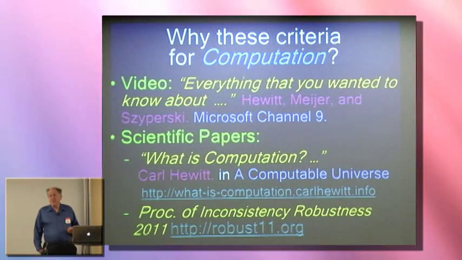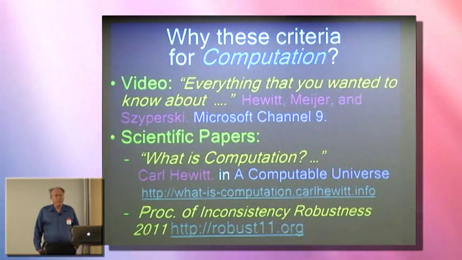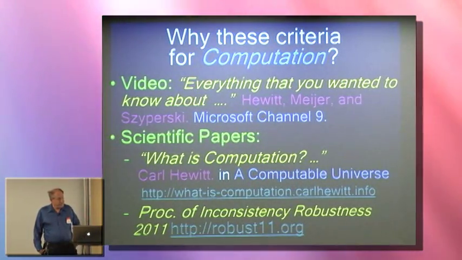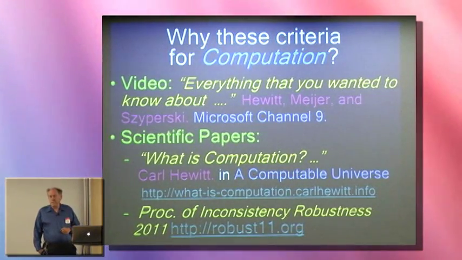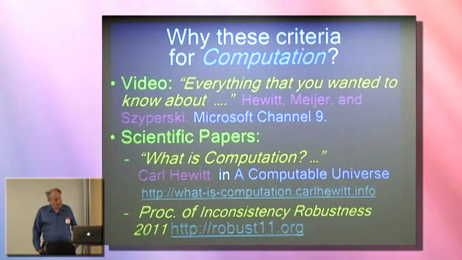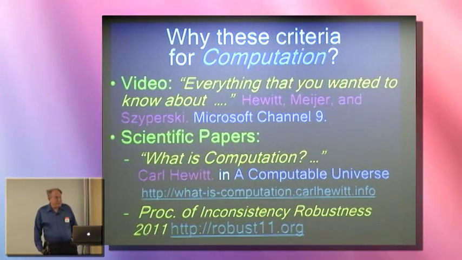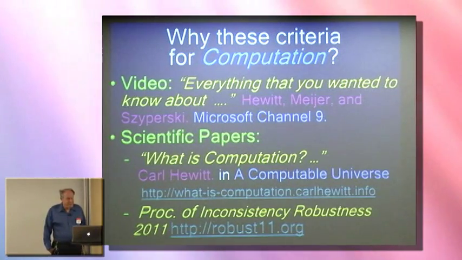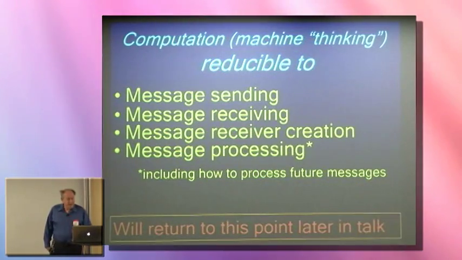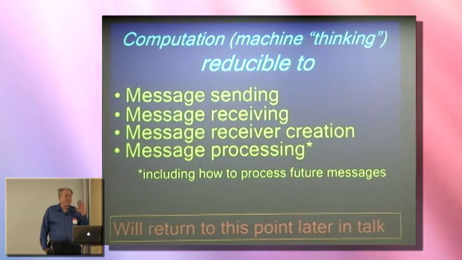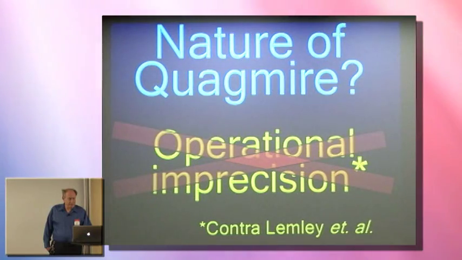So how do we know? Well, computer scientists may say so, but you might want to go and look into it yourself. I recommend a very nice video that I did with Eric Meijer and Sibirsky. It's available on Microsoft Channel 9. And there's a paper that I wrote called What is Computational that's available in The Computable Universe if you've got a couple hundred dollars to spare, or you can just go to my website. And there's the Proceedings of Inconsistency Robustness 2011, with its website. It's a scientific conference that covered this kind of stuff. So that's why we put a stake in the ground and say, hey, look, all of computation is reducible to this stuff. Okay.